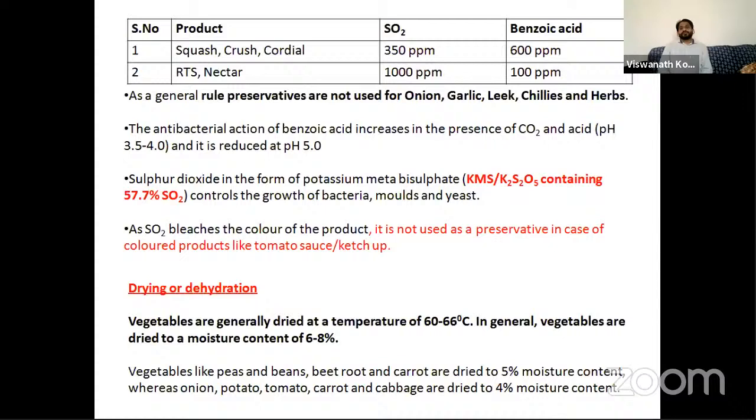Drying or dehydration is another type of preservation, because by removing the moisture content we can store the produce for a longer time. The presence of high moisture content promotes microbial deterioration. So by removing moisture from food products, we can increase their shelf life. Vegetables are generally dried at a temperature of 60 to 66 degrees centigrade. Generally they have a high moisture content of 80 to 90%. We have to reduce the moisture content to 6 to 8%. We do not reduce the moisture content below this level because if you remove the moisture completely, it changes the product and its fresh appearance and use. So the optimal moisture content of 6 to 8% is maintained in the case of vegetables, and the drying temperature is 60 to 66 degrees centigrade.